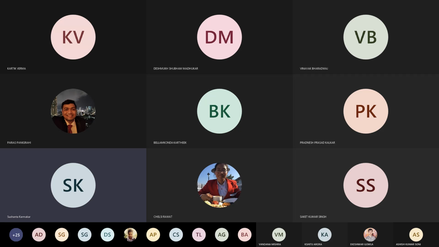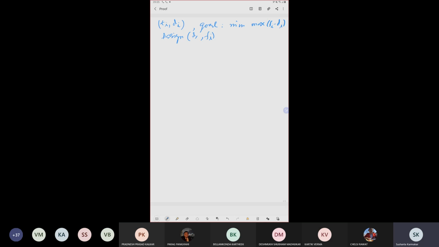That is the schedule. We are not given SI and FI, we are given TI and DI. If we assign SI and FI to each job, that clearly tells at what time the job should start and what time the job should finish. That is obvious.